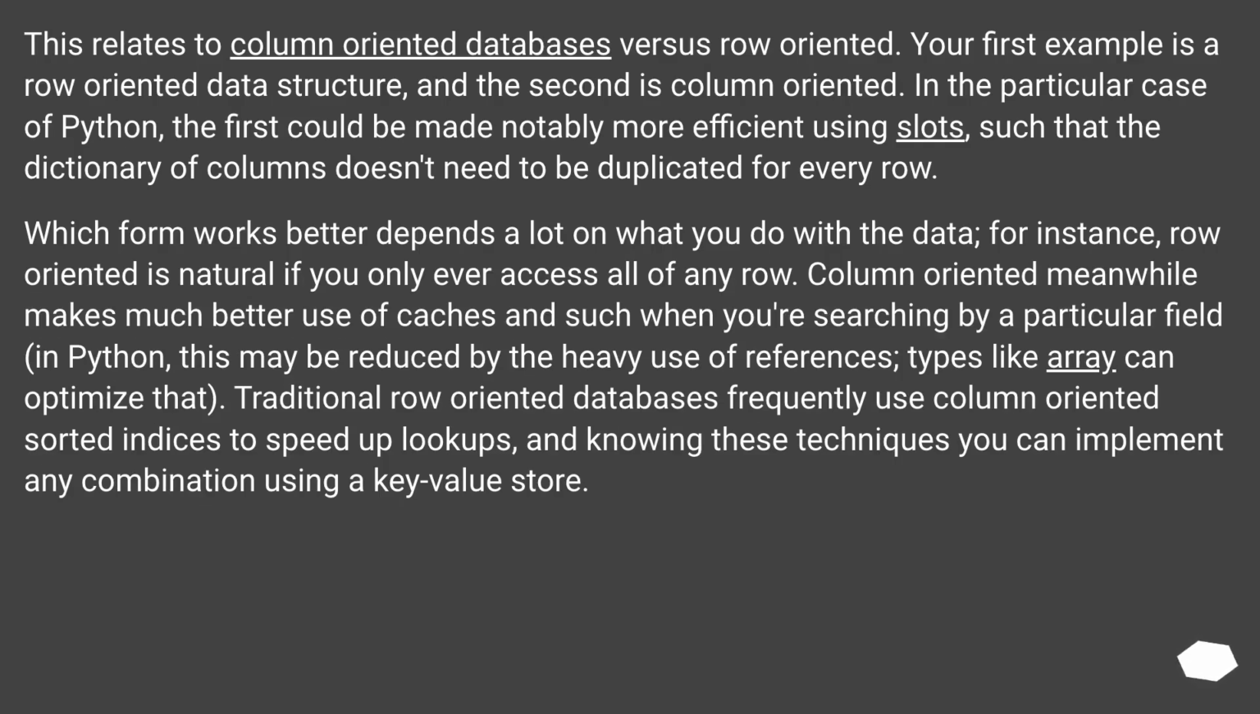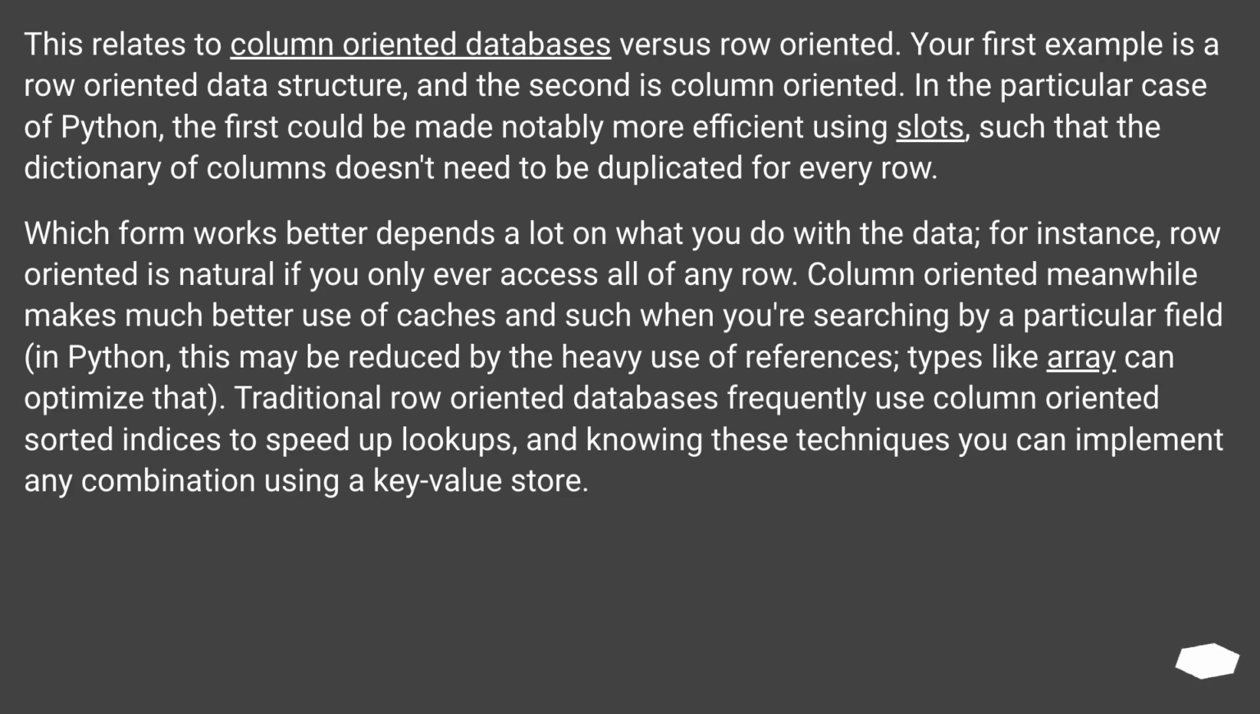This relates to column-oriented databases versus row-oriented. Your first example is a row-oriented data structure, and the second is column-oriented. In the particular case of Python, the first could be made notably more efficient using slots, such that the dictionary of columns doesn't need to be duplicated for every row. Which form works better depends a lot on what you do with the data.